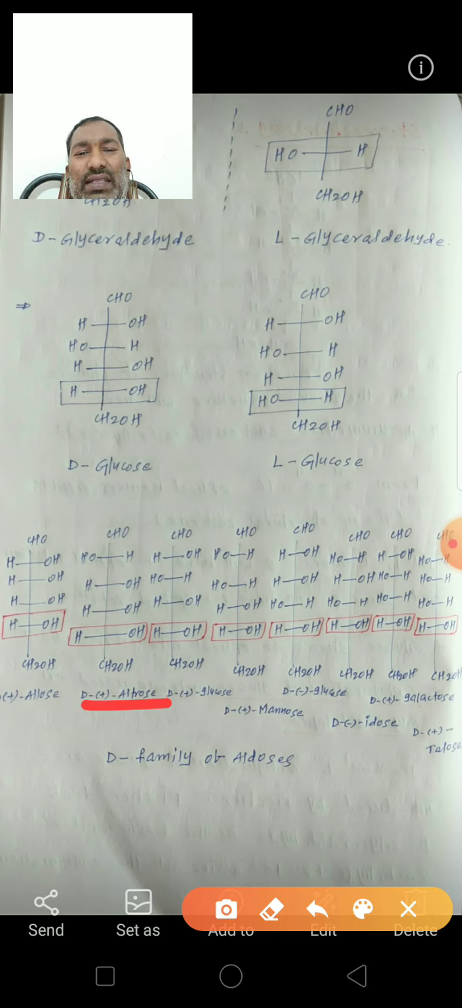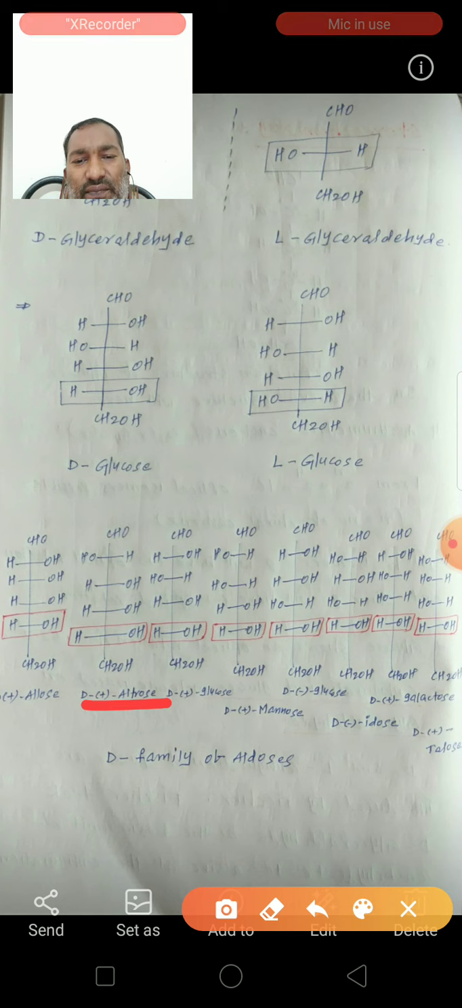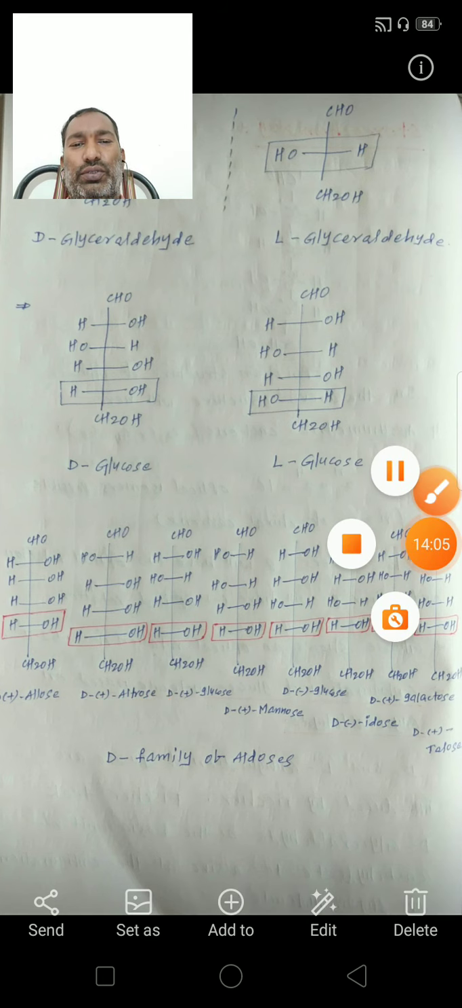So like this, the arrangement of hydrogens and OH is different in these isomers of D-glucose, the D-aldohexoses. These all are the D family of aldohexoses.